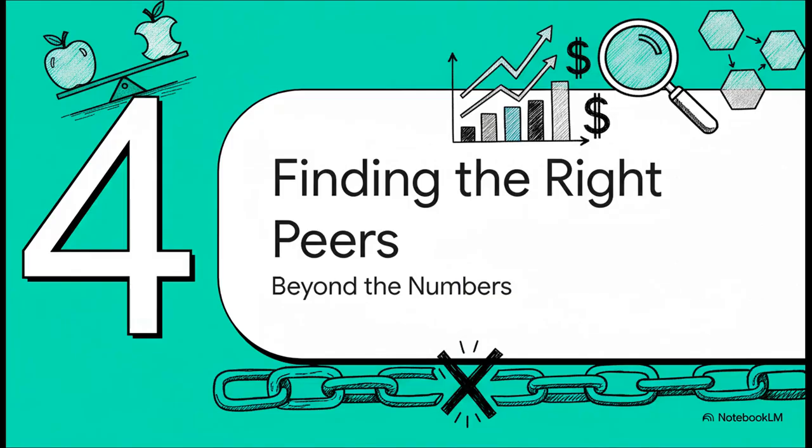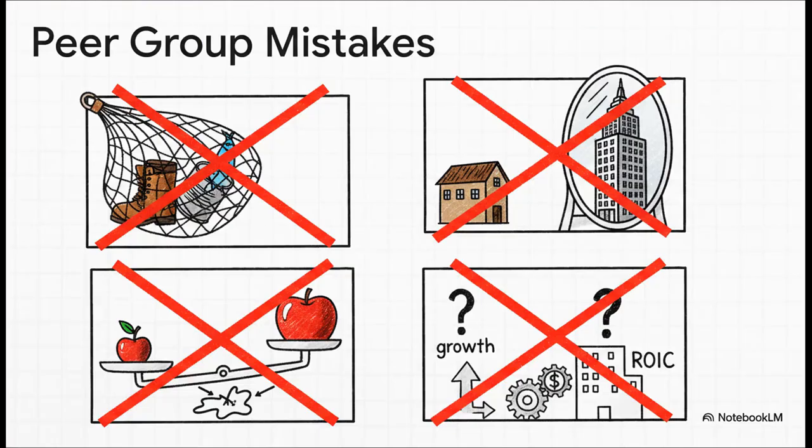So, we've picked the right multiple, we're feeling good. But even the absolute perfect metric is totally useless if you're comparing your company to the wrong group of peers. This brings us to our final and maybe most subtle principle. And this is a lot harder than it sounds. So often, people just grab a broad industry code, or worse, they trust the aspirational list of competitors a company puts in its own reports.